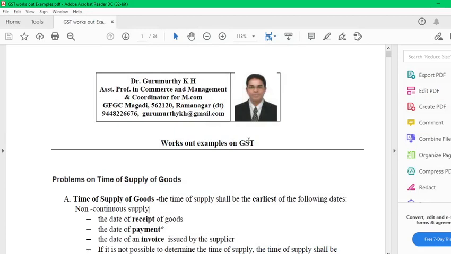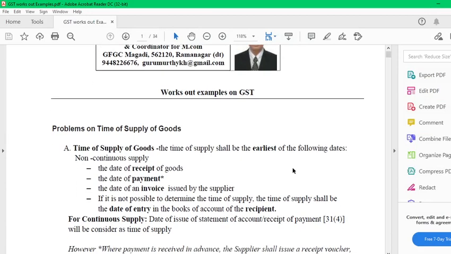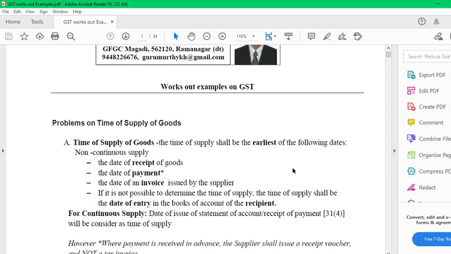Problems on supply of goods and services. Here we are focused on the time of supply of goods. That is very important. For the time of supply of goods, the following conditions need to be borne in mind. First one is the date of receipt of goods. Second, the date of payment. Third, the date of invoice.